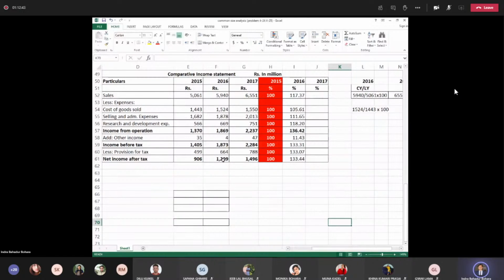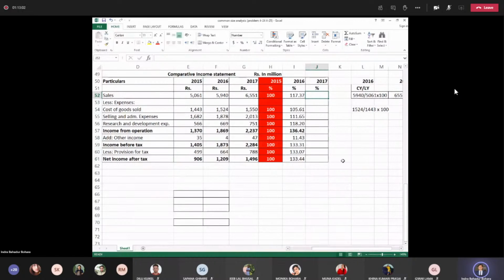And similarly, last one, 1209 divided by 906, it is 133% of the base year. Base year, it is our next year, increase or decrease. Similarly, you calculate for next year.